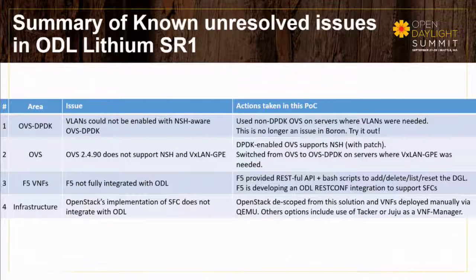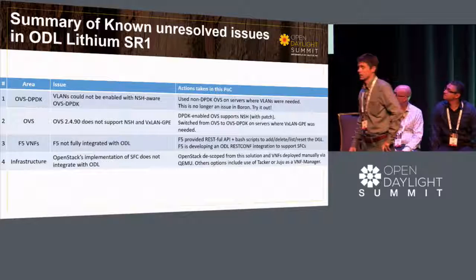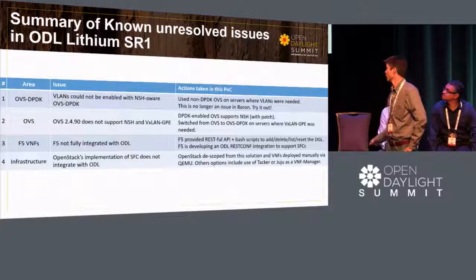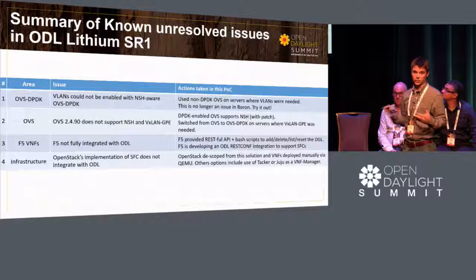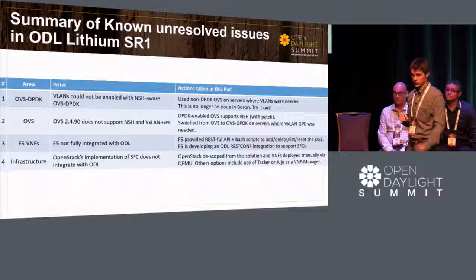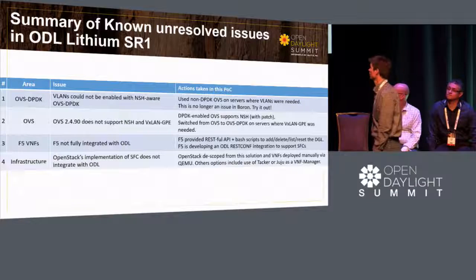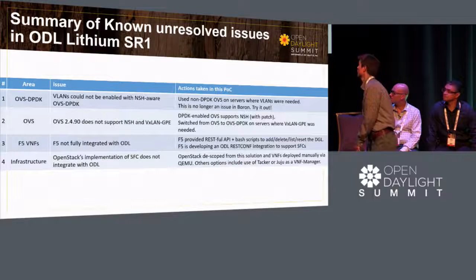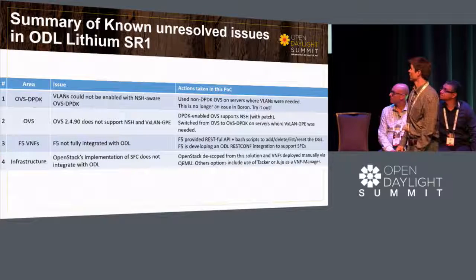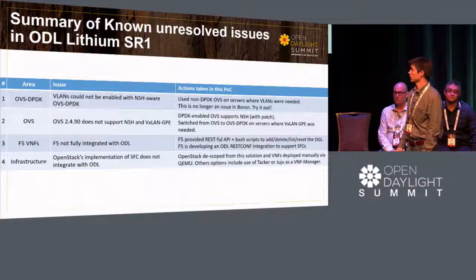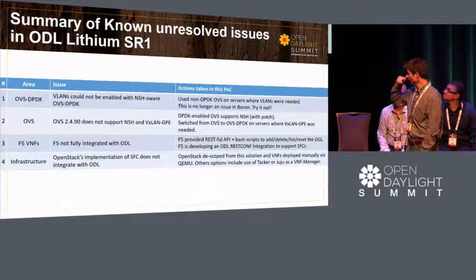Some other issues remain unresolved. The first one, on the left: VLANs with OVS DPDK. VLANs cannot be enabled with NSH-aware OVS DPDK. And as Tarek went through, there were some different settings we had on the servers. Some were just vanilla OVS, and some were OVS DPDK. So we used OVS DPDK on servers where VLANs were needed. Again, this is no longer an issue with Boron, so we encourage you to try it out.